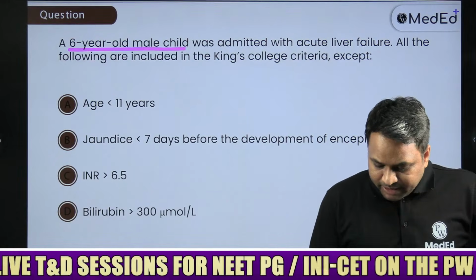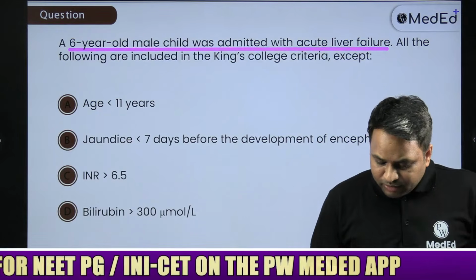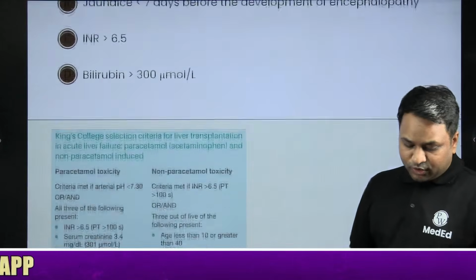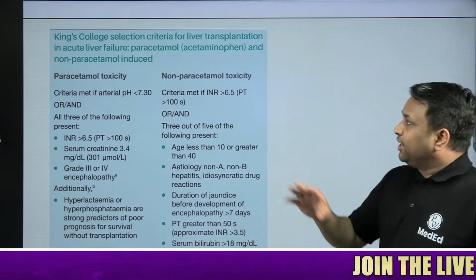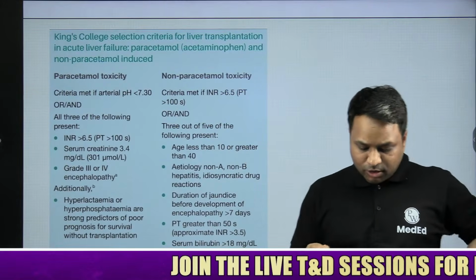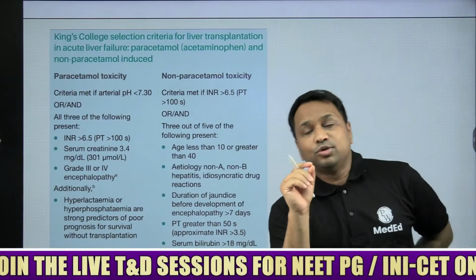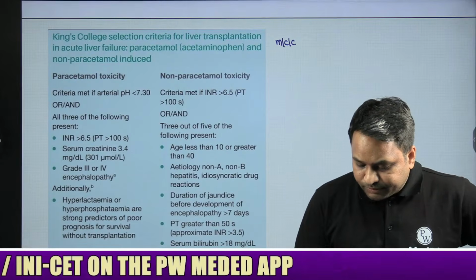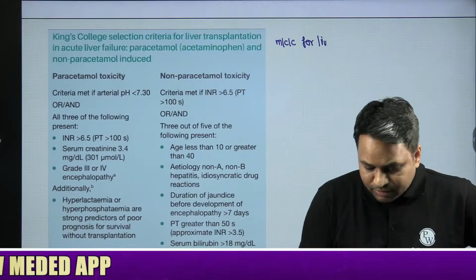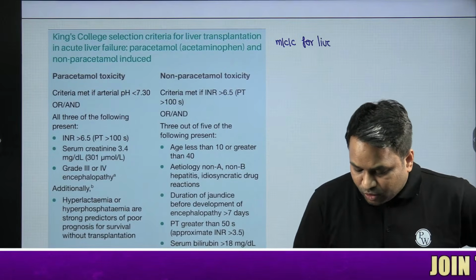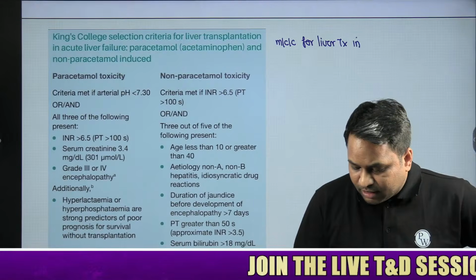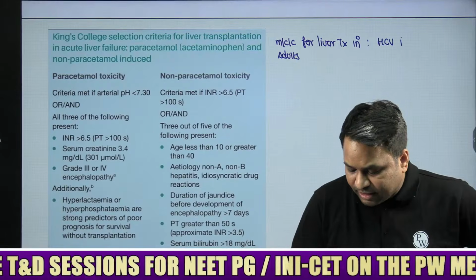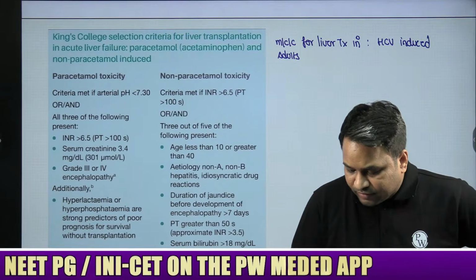A 6-year-old male child was admitted with acute liver failure. All of the following are included in King's College criteria except. Now, King's College criteria is for liver transplantation. We will divide them into with paracetamol toxicity and non-paracetamol toxicity. The criteria, if a patient is, see, the most common cause. Here's an interesting thing. The most common cause for liver transplantation in adults, in adults, it is your hepatitis C virus induced liver cirrhosis.